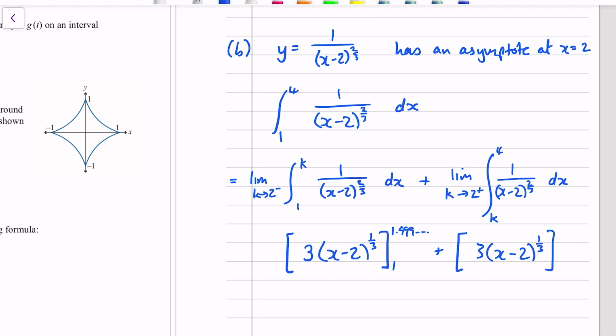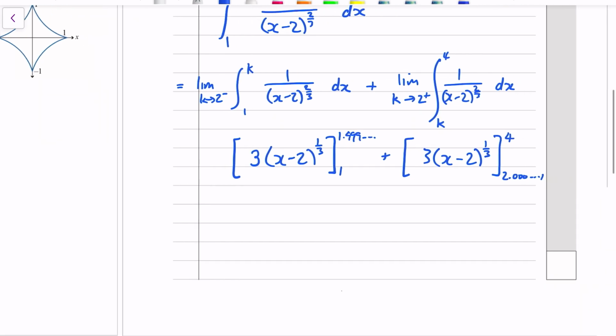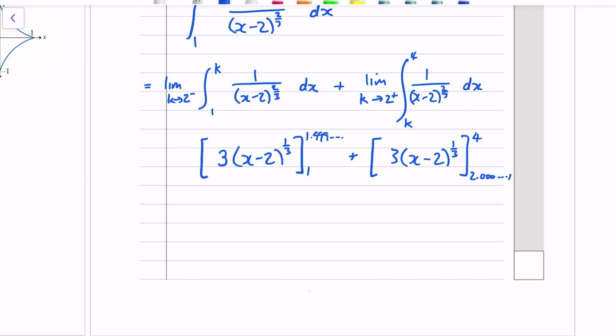And then this one's going to be 2.00001 and 4. So if we substitute in the top limit 1.999, etc., then the thing in the brackets is going to be pretty much 0, slightly negative, but 0. 0 to the power of 1/3 is 0, so that limit does exist at 0. And then we've got 3 lots of 0 minus, this is where to be careful.